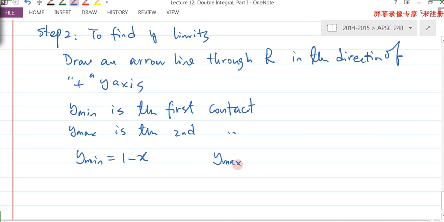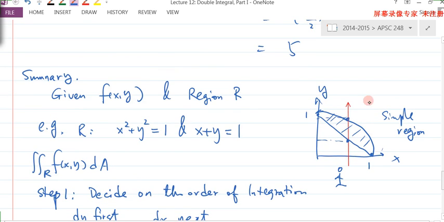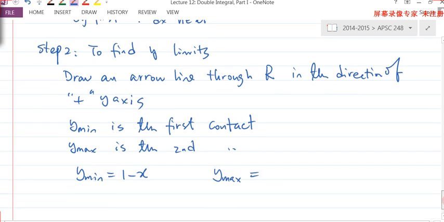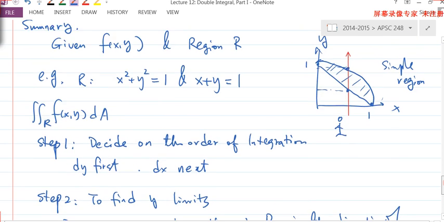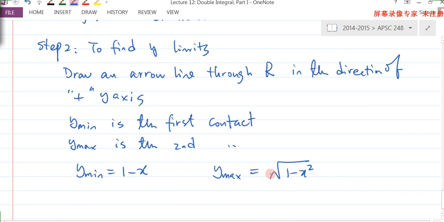Same thing for the y max. The second contact is on that circle, and it's a changing contact. Because you cut at a different location, you get a different second contact value. It doesn't matter where, it's always on a circle. The value on the circle in terms of x is y equal to what? Exactly. Because this is in the first quadrant, you don't need any negative sign, it's positive. So that's your y min, and that's your y max.